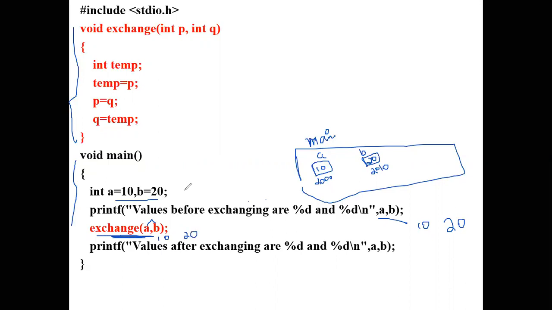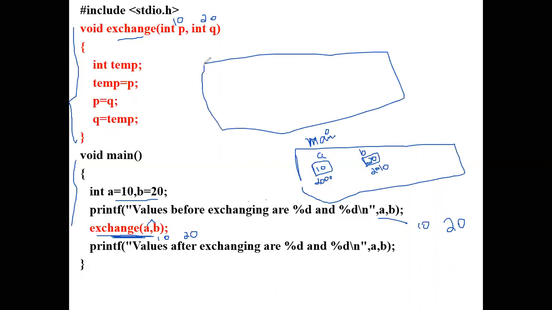Okay, so here when we make the call to the function, it will go to the called function. This is our function call, and this is our called function. So we will go to this function, and the values we passed will be copied to the local variables P and Q. So this is our exchange function.